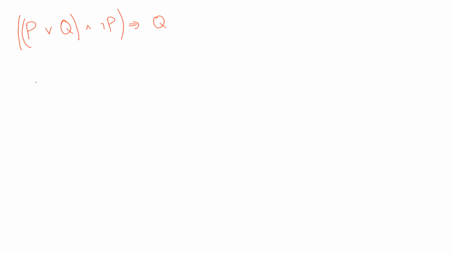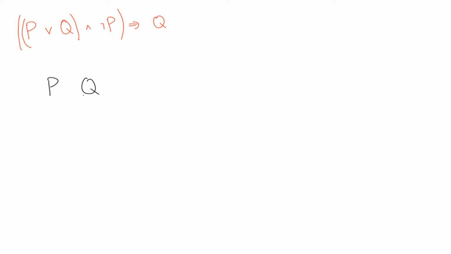I have a propositional formula here that I want to draw a truth table for. The formula says P or Q and not P implies Q. To start drawing a truth table, the first thing I want to do is identify what my variables are. In this formula, my two variables are P and Q. So I'm going to need columns for those two variables.